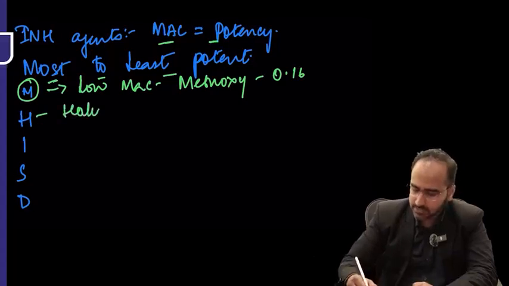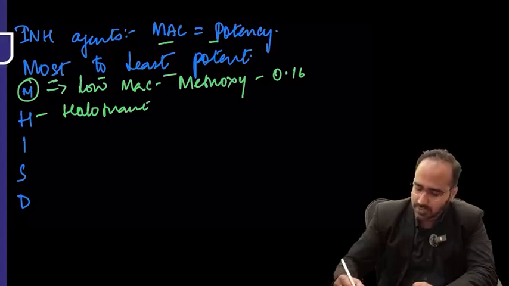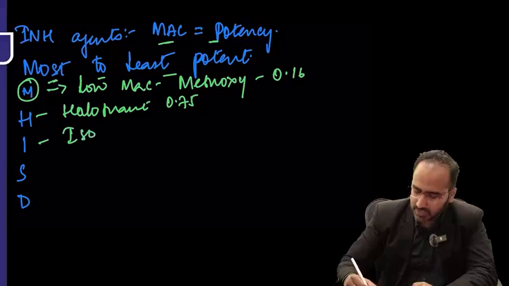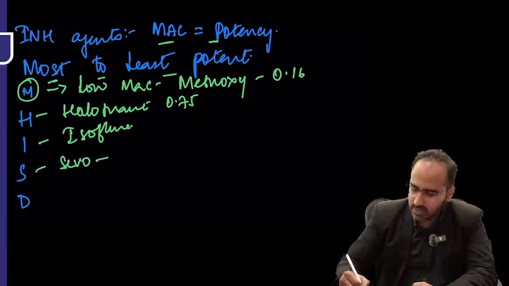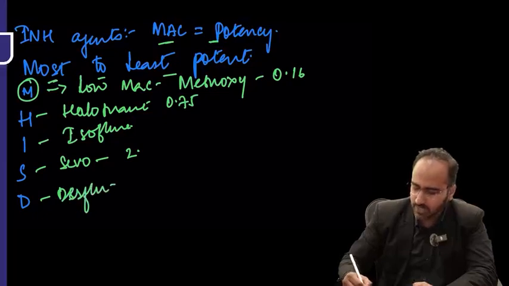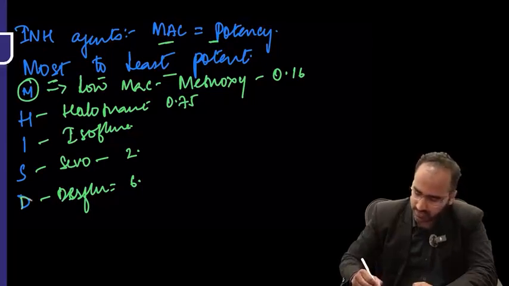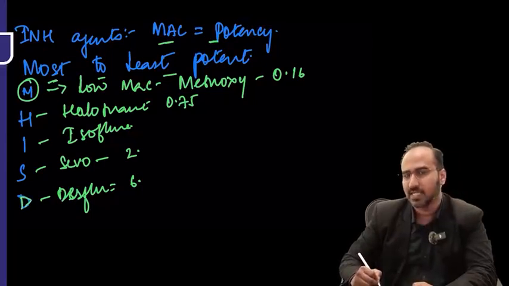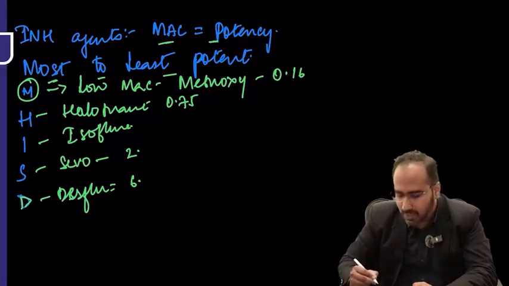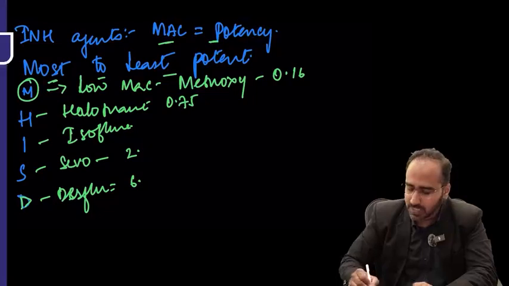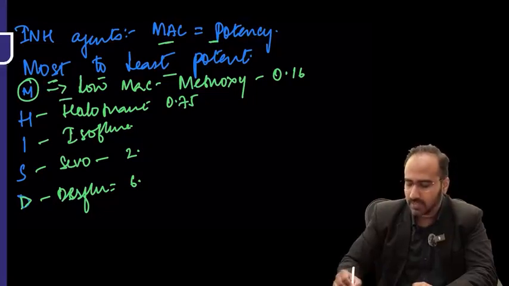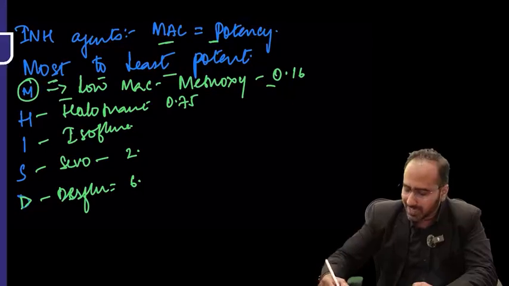Next is halothane, having a MAC value of 0.75. Next is isoflurane. Next is sevoflurane. Next is desflurane, having a MAC value of 6. Right? These are the MAC values that we need to remember. The most potent is methoxyflurane, having this MAC value. So you need to remember, guys, a mnemonic for it.